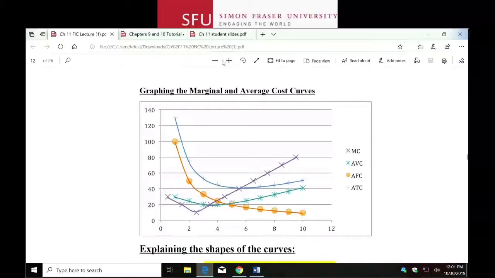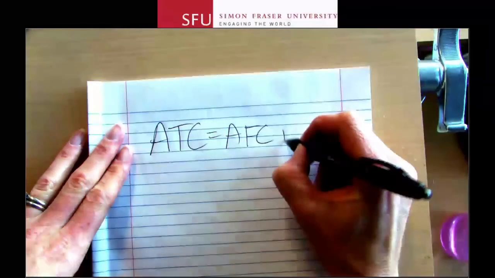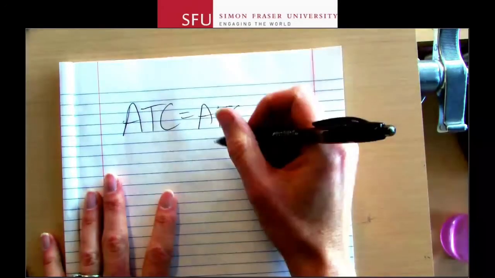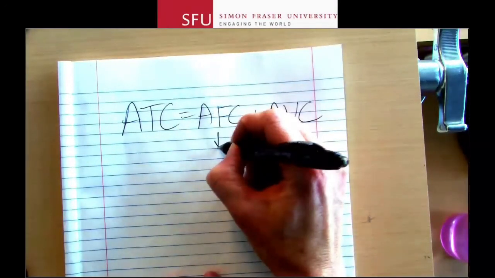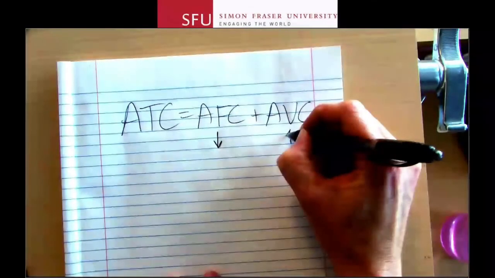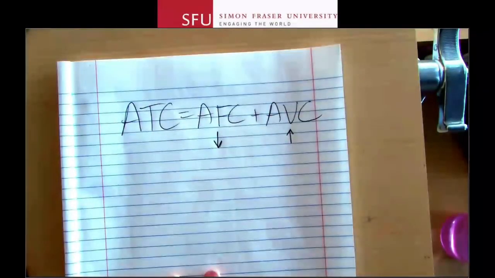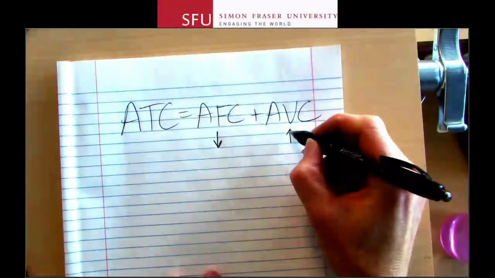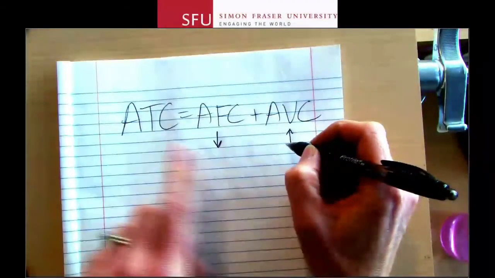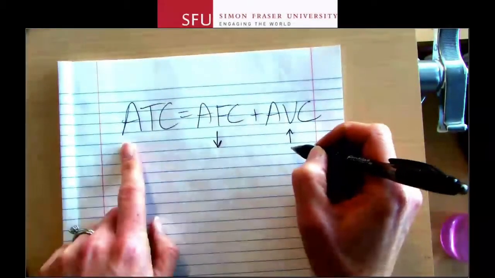And let me use an equation to say that as well. Okay, so your average fixed costs are a number that decreases as you produce more, whereas your average variable costs are a number that increases as you produce more. If the decrease is bigger than the increase, then your average total will go down. If the increase is bigger than the decrease, then your average total will go up.